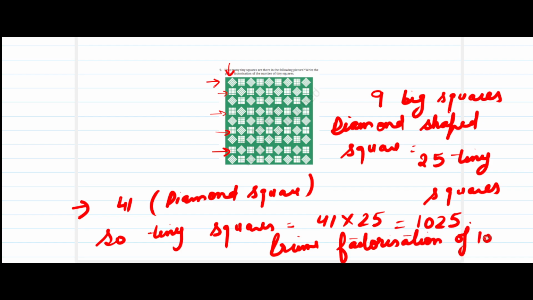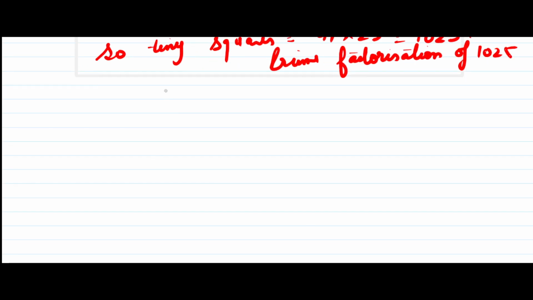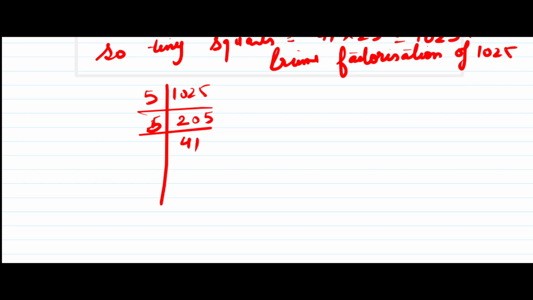And the prime factorization of 1025 is 5 into 5 into 41.